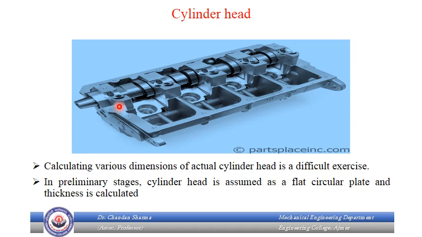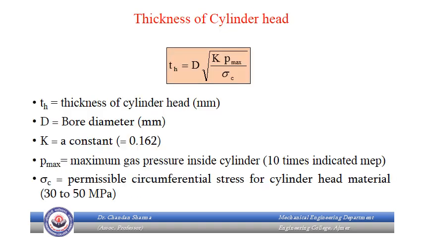As we can see, calculating various dimensions of the actual cylinder head is quite cumbersome. So what we do in preliminary stages is that the cylinder head is assumed as a flat circular plate and thickness is calculated. This is the formula which is used universally to determine thickness of cylinder head.